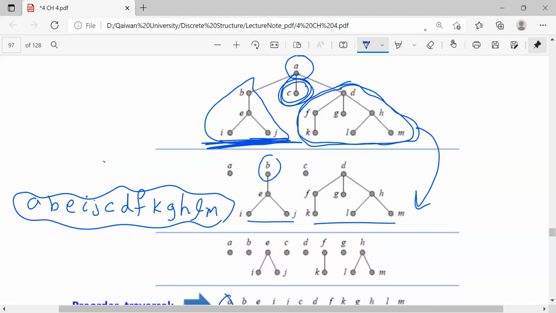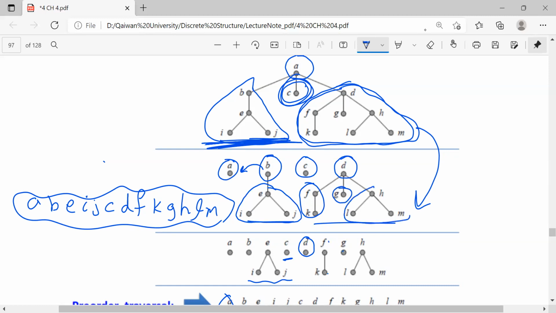Yeah, we write down B first. So the first element is A. Then we write down B. What's left here is this subtree. We have this subtree. Then we have C. Then we write down D. D is the root here. We write it down. Then we have the left subtree, which is F and K. Then we have this vertex, which is the middle subtree, G. And we have the right subtree, which is H, L, and M.